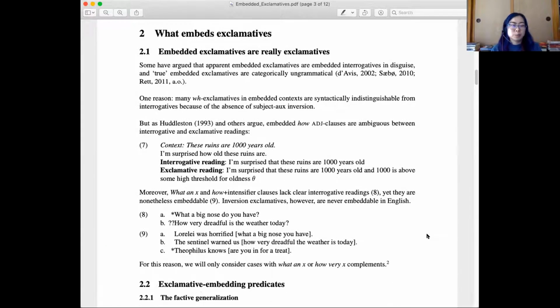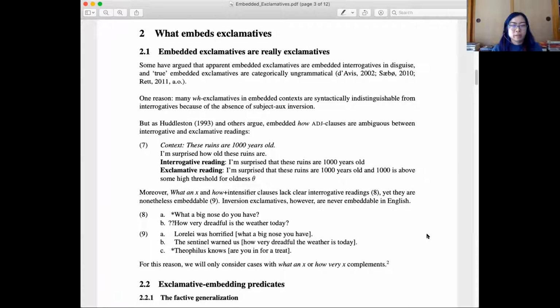So for some data, first we want to establish that embedded exclamatives truly are exclamatives, because some have argued that what appear to be embedded exclamatives are really embedded interrogatives in disguise, and true embedded exclamatives are actually ungrammatical. And one reason for that is that many WH exclamatives in embedded contexts are syntactically indistinguishable from interrogatives because they lack subject-auxiliary inversion.